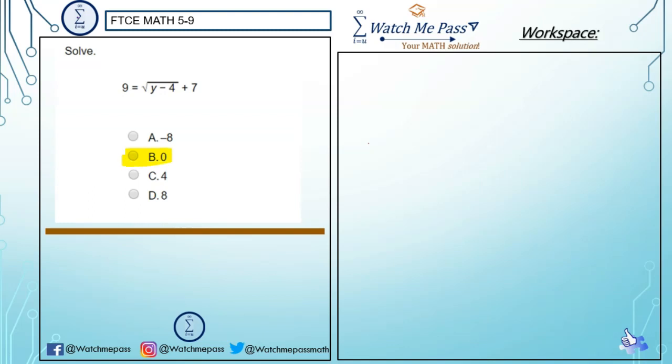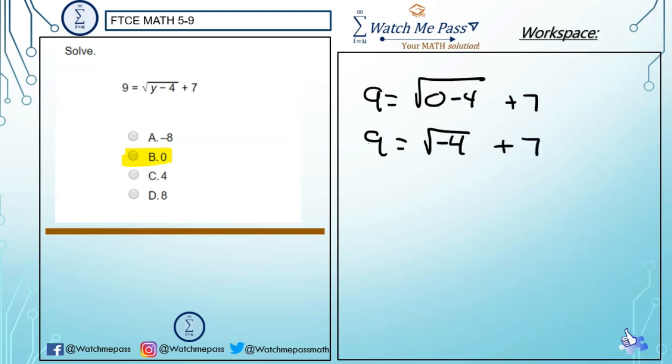Let's go to 0. 0 is an easy number to calculate quickly. So 9 equals the square root of 0 minus 4 plus 7. Immediately we see we have a problem because we end up with a negative under the square root. So answer choice B is not an option.